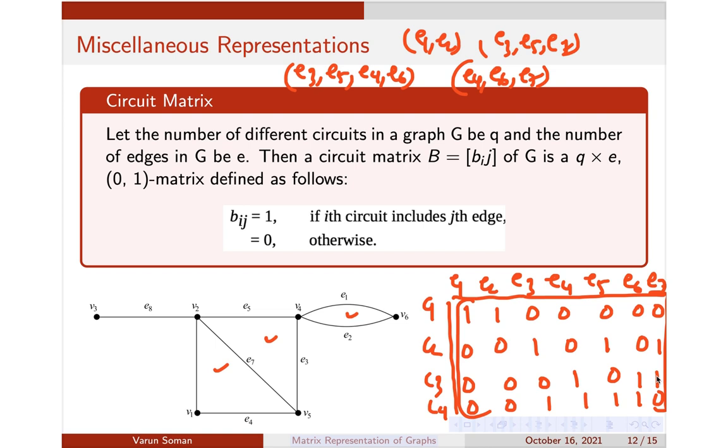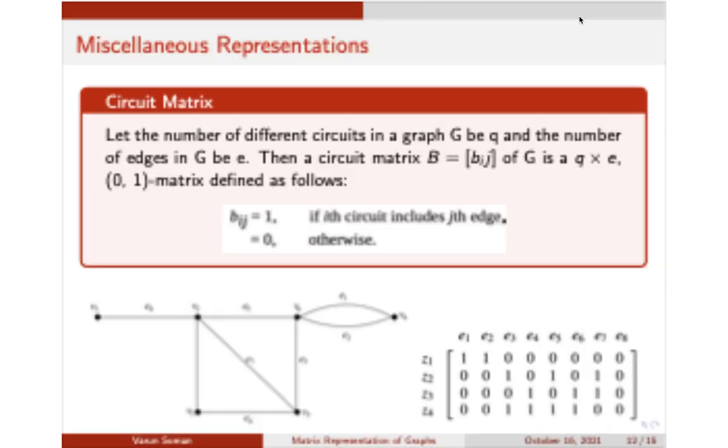It can be in any order. If you write this as your C3 also, no issue. The only change will be that your rows will be interchanged. So you can write down the circuits in any order. It's very simple, but always be careful to identify all the circuits. At first glance, maybe you'll see only 3 circuits here, but actually there are 4 circuits in this graph. So that's a circuit matrix.